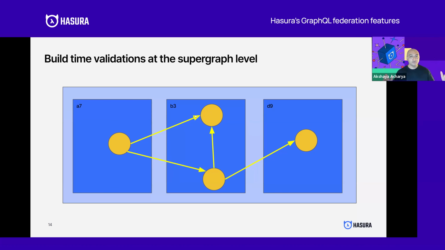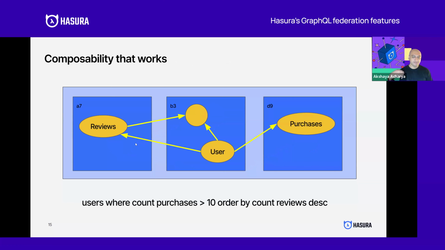Also, because the whole supergraph is validated at one time at build time, you're immediately notified of any problems with GraphQL namespace types, field names, these kinds of conflicts, and you can resolve them at that point. Again, this is possible because we're dealing with models and relationships as our fundamental modeling unit. Composition. The story for composition is far better than other solutions allow.